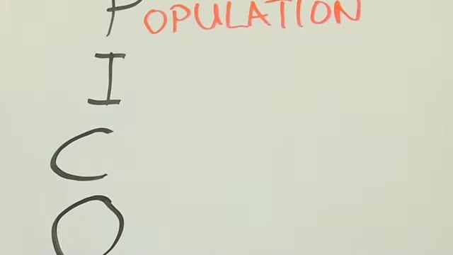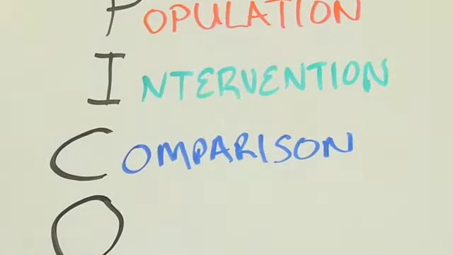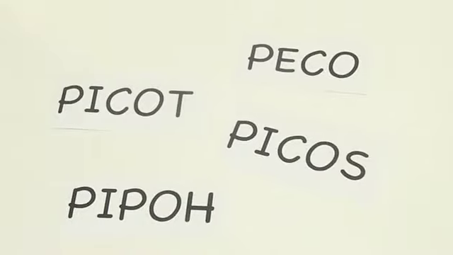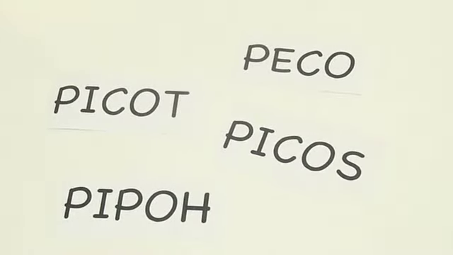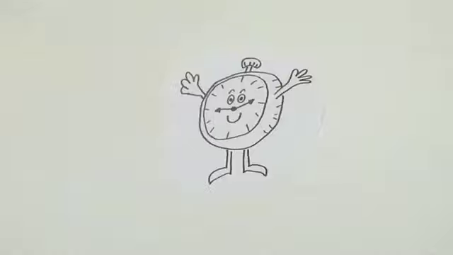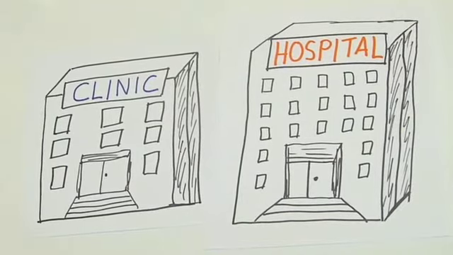The acronym PICO is a tool to help develop guideline questions that are focused and answerable. PICO stands for Population, Intervention, Comparison, and Outcome. There are variations on the PICO acronym that take other things like target users, timing, and healthcare setting into consideration.